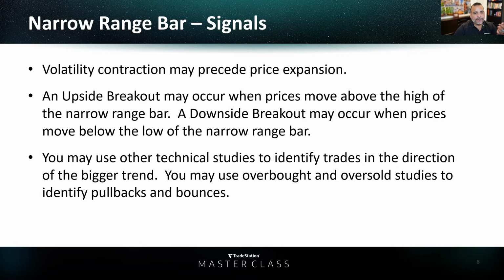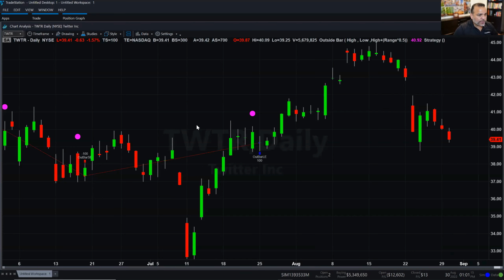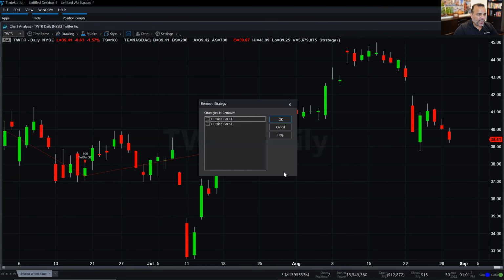And of course, we always make the suggestion that we must use other technical studies to identify trades in the direction of the bigger trend. We can use overbought and oversold studies to identify pullbacks and bounces. All right, so let's go back here to our chart. Let's remove the strategy and the indicator.